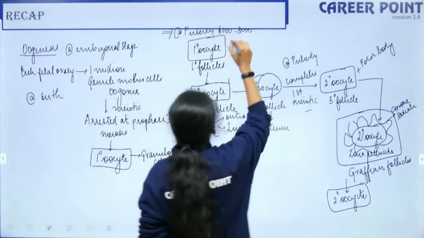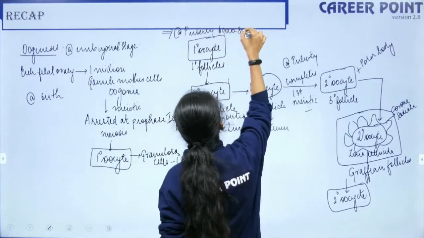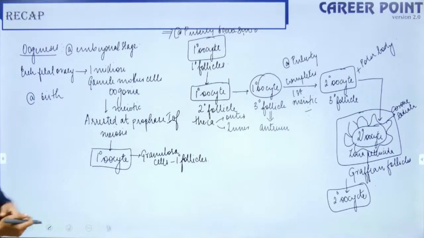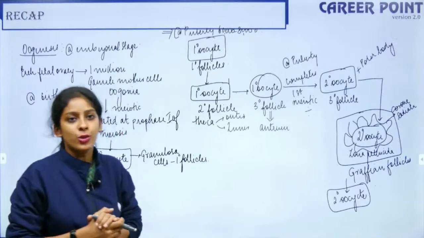Yes, it is 60,000 to 80,000. So you have almost 1 million at the time of birth, but here it becomes 60,000 to 80,000.